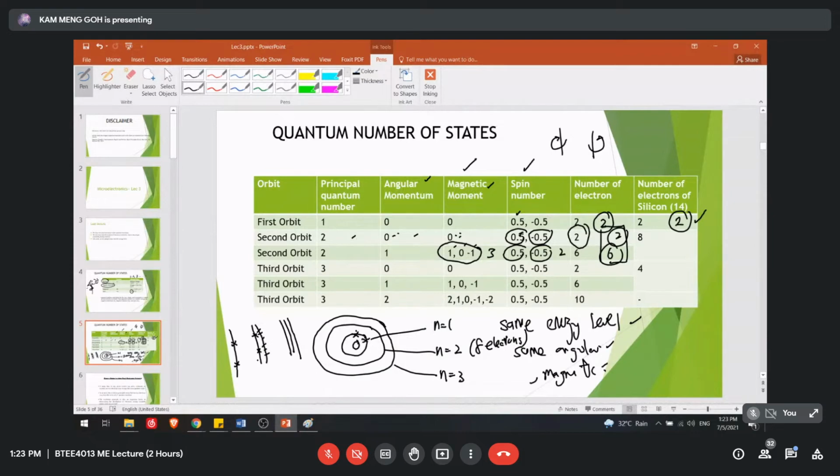Okay, and then the third orbit is also the same. First level 2, second level 6, then the third level, okay, we can change this. This one 2, 5, okay, it's a 10. So in total, you can occupy about 18. But we normally deal with 8. 8 is more than enough. Then for silicon, it has 4 electrons only.